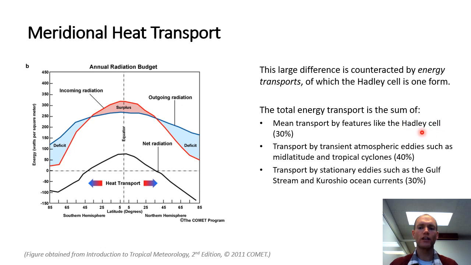So for the Hadley cell, we're going to focus on this mean transport term. And in particular, in the tropics, the Hadley cell is responsible, and unfortunately this gets a little bit cut off by my picture here, but the Hadley cell is responsible for most tropical energy transport in the north-south direction. Yes, there are some characteristics related to tropical cyclones here. The ocean currents extend to the northern fringes of the tropics in some cases, but the bulk of the meridional or north-south energy transport in the tropics is accomplished by the Hadley cell.